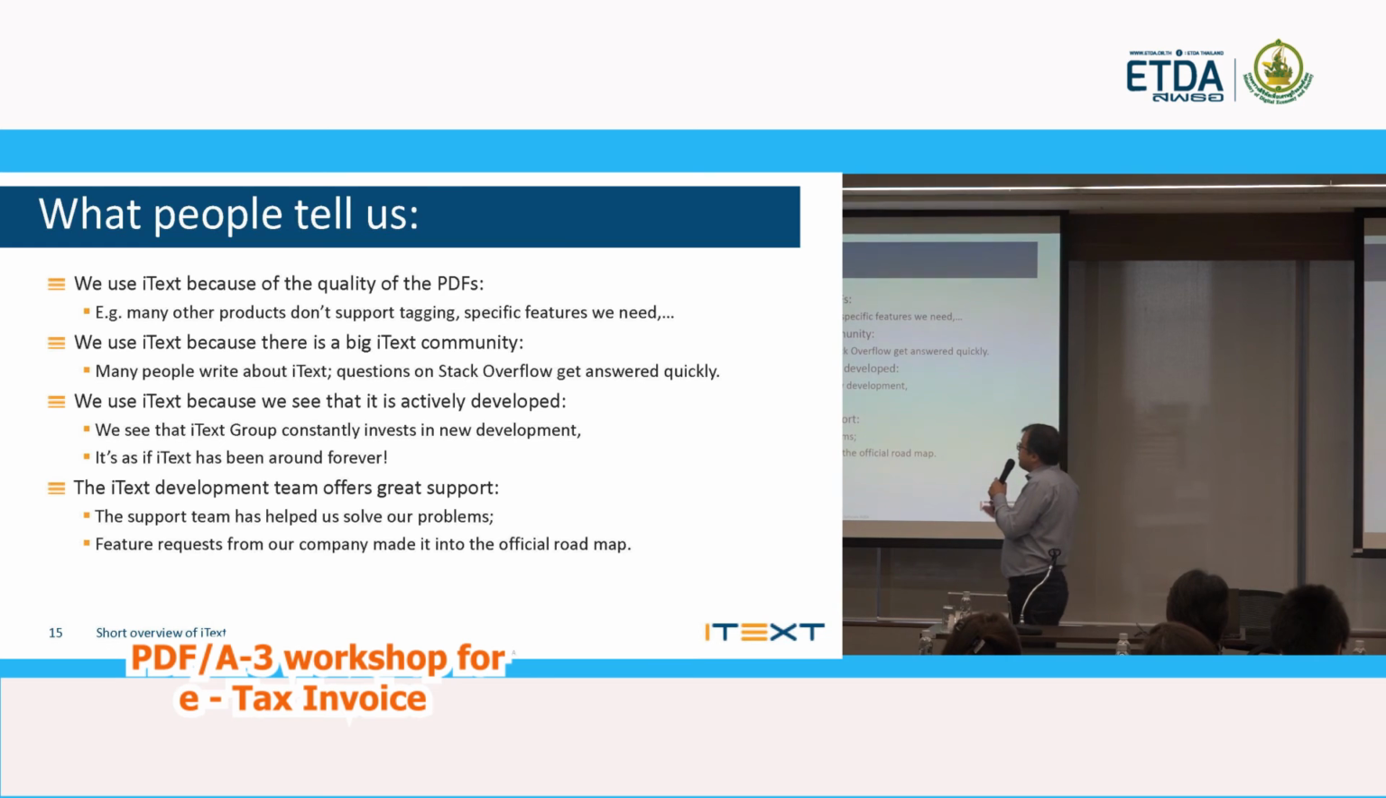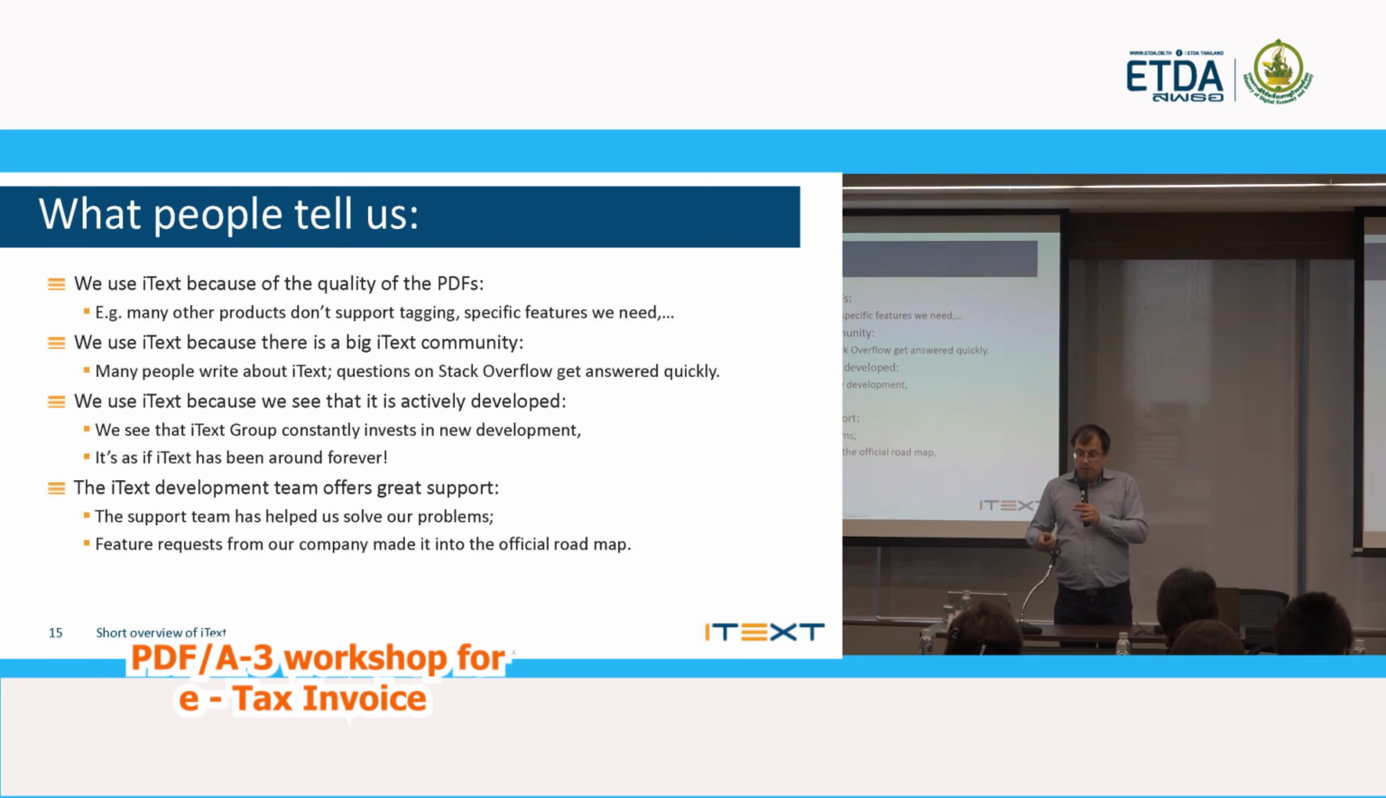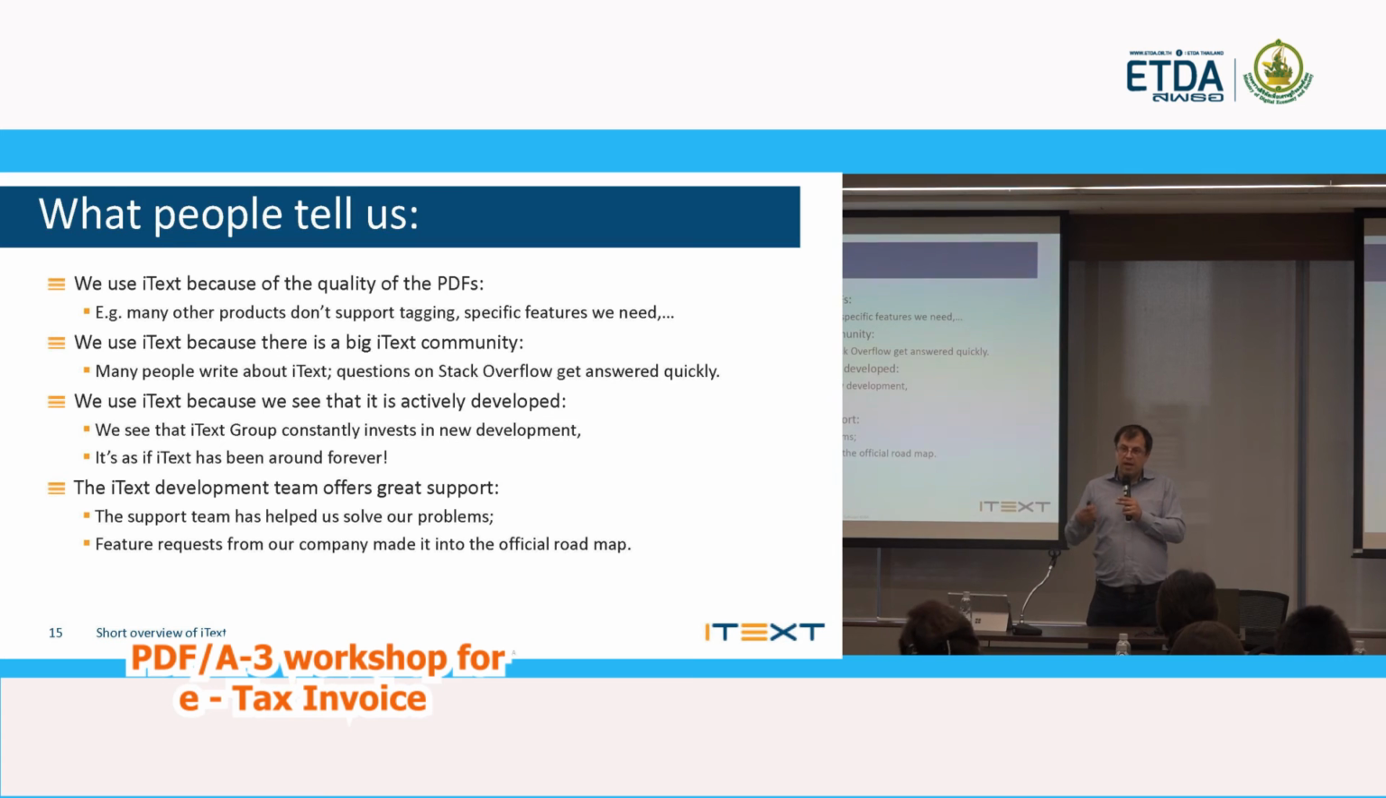Now, why iText? What people tell us is that they use iText because of the quality of the PDFs. For instance, a comparison that many people make is, well, you have PDFBox, and PDFBox is Apache license, so we never have to pay if we use PDFBox. But PDFBox is harder to use, and doesn't support tagging the way iText does. For instance, I explained about the airlines in the States who suddenly needed to make accessible boarding passes. Some of them were using PDFBox and couldn't solve the tagging problem. And that's how they then came to iText and switched from PDFBox to iText.